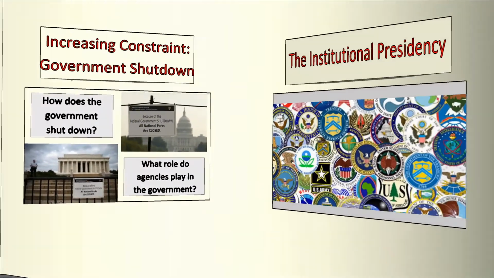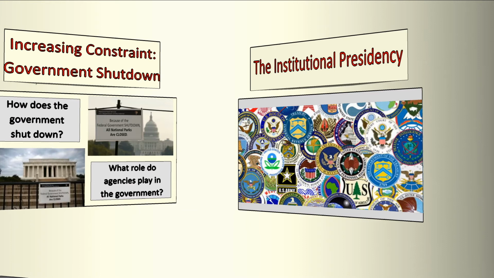The next alcove begins to examine the increasing constraint that Obama faced by exploring the 2013 government shutdown over budgeting issues. It will examine the roles of agencies in a presidency and look at what happened when those agencies were shut down. Once again, media coverage of these events will be considered as an important factor in influencing both the shutdown of the government and the resumption of normal political life.